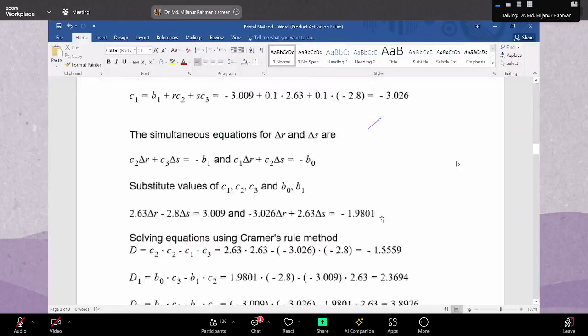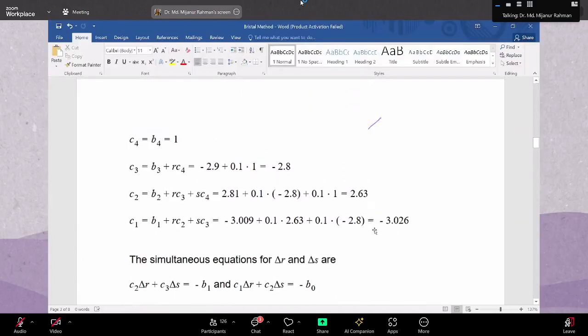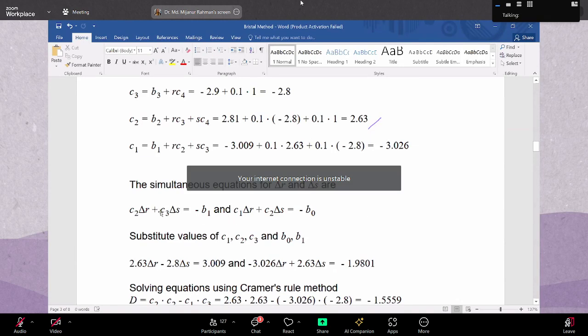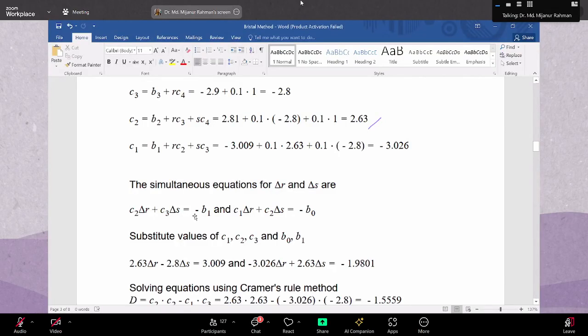The result will be this. From the previous class experience, we can write this equation: C2 delta R plus C3 delta S is equal to minus B1, and C1 delta R plus C2 delta S is equal to minus B0. We have all the values like C2, C3, minus B1, C1, C2, and B0.